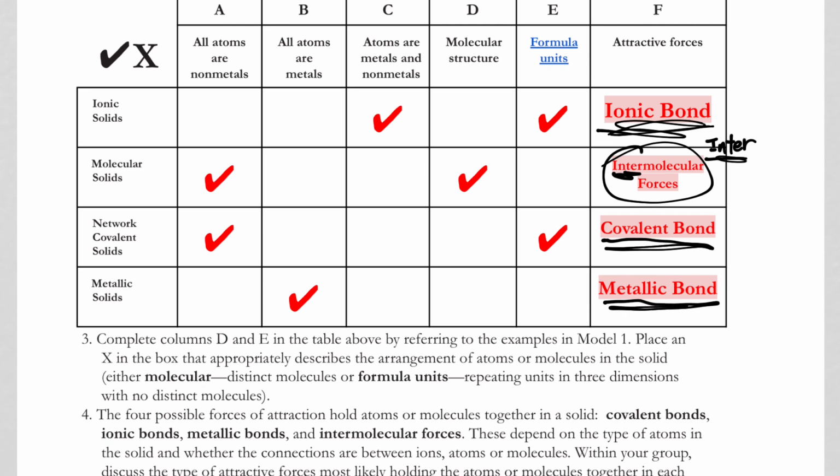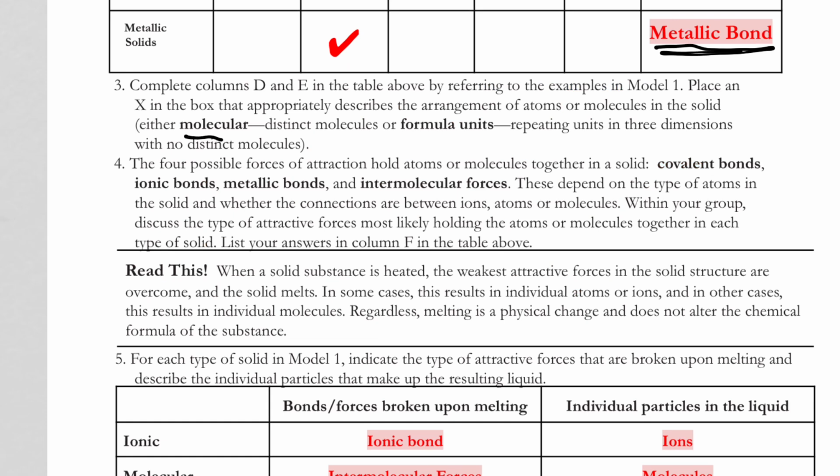So in this case, again, molecules are distinct molecules, as in they are functioning units, whereas formula units only represent a repeating unit in three dimensions with no distinct molecules. So essentially, you're either formula units, where there is a repeating ratio that is the same, or you're functioning as individual molecules, and that is the difference between the two.